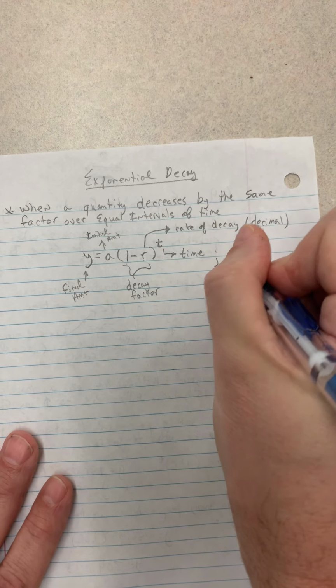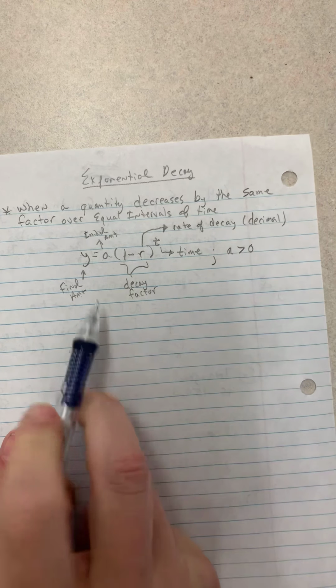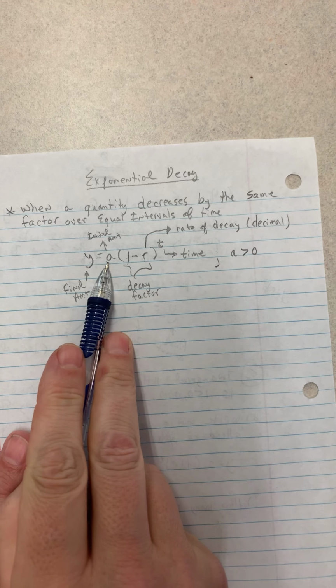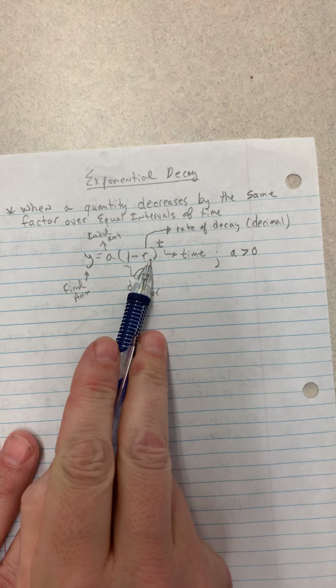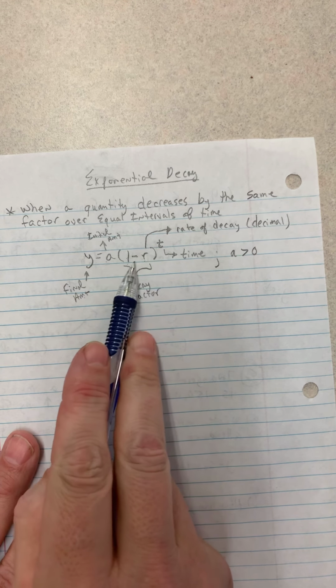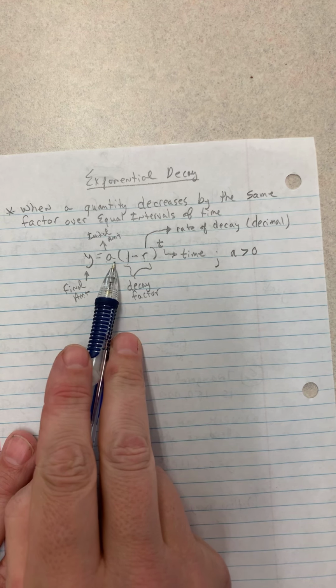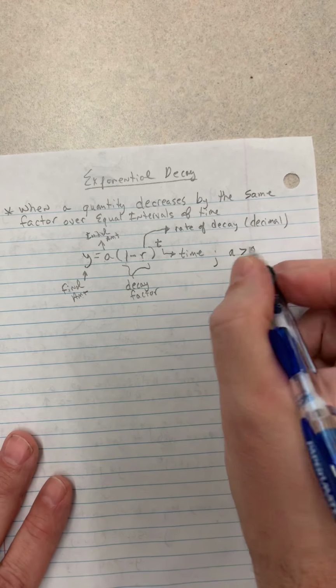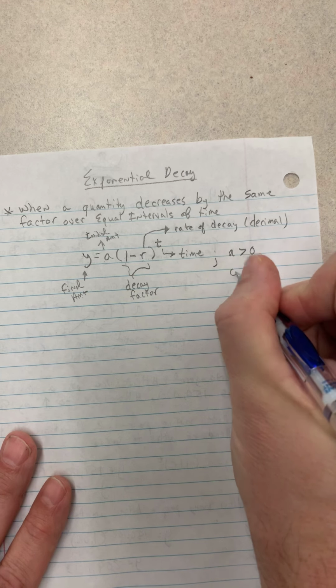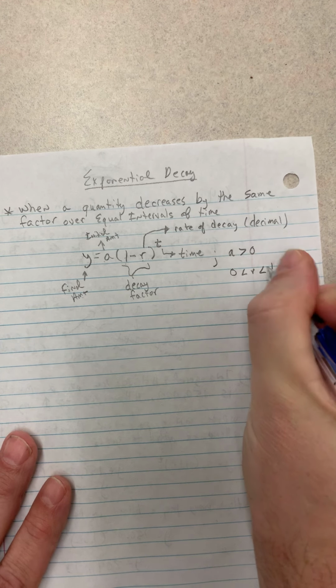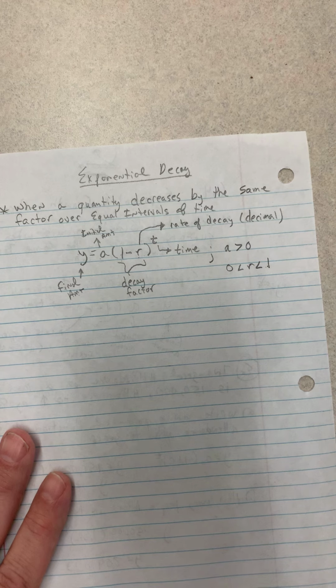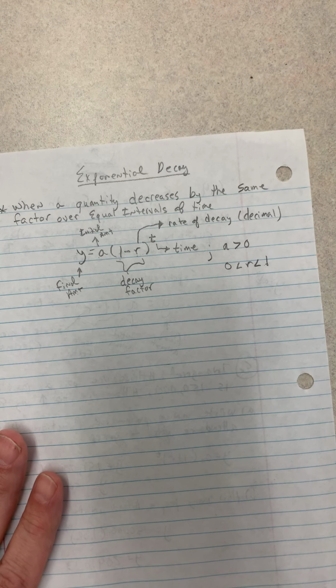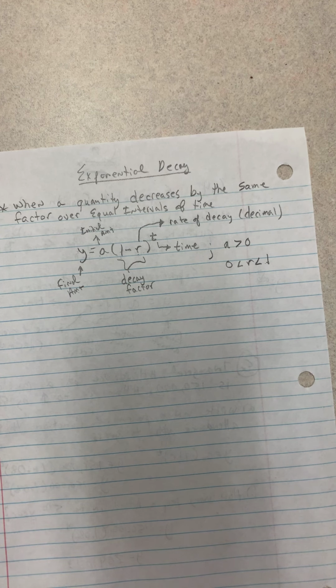Few parameters on this though. We want A to be greater than 0. I'm not going to start with 0 as my initial amount because this whole thing, no matter what T is, no matter what R is, once I multiply it by 0, that will be 0. And this R, because it will be a fraction, which we already said, that R is going to be between 0 and 1. It's going to be a percentage switched into a decimal. That's it.